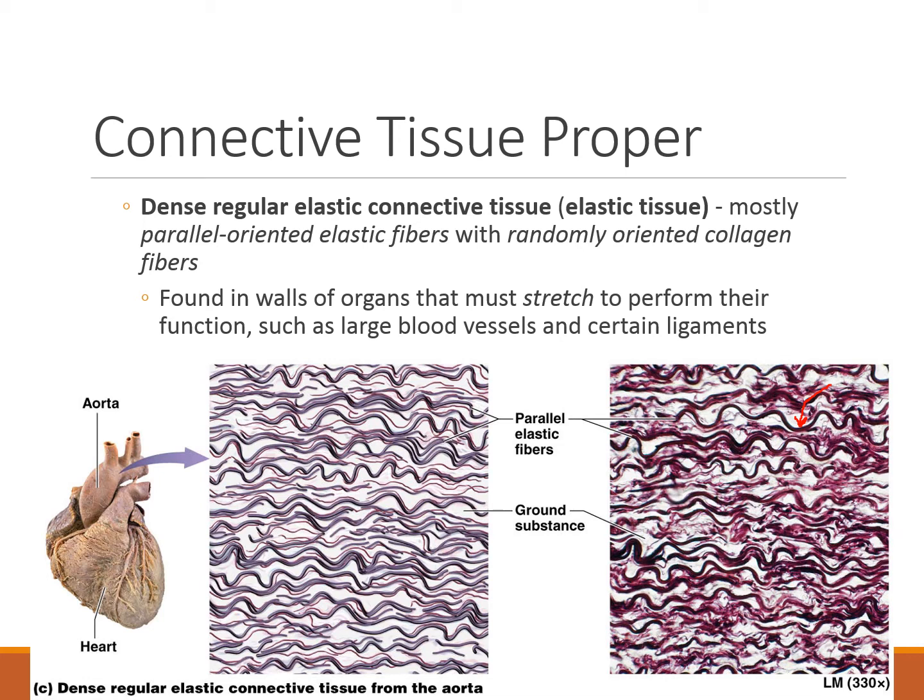This type of tissue is found in the walls of organs that must stretch to perform their function, like large blood vessels, such as the aorta, which you see here, and certain ligaments.